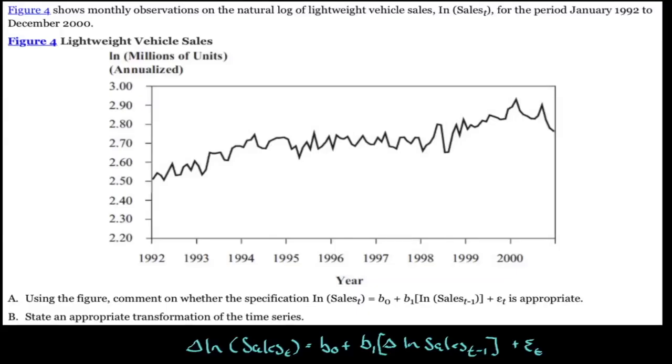Okay, this is question 11. Figure 4 shows monthly observations on the natural log of lightweight vehicle sales. The natural log of sales for the period January 92 to December 2000. So let's have a look at our chart. 92 to 2000. What do we have on the vertical? Millions of units annualized, the natural log in millions of units. All right, and what do we have? We still look like we have something that's trending here. So do we have a constant mean? No. Do we have a constant variance? No.